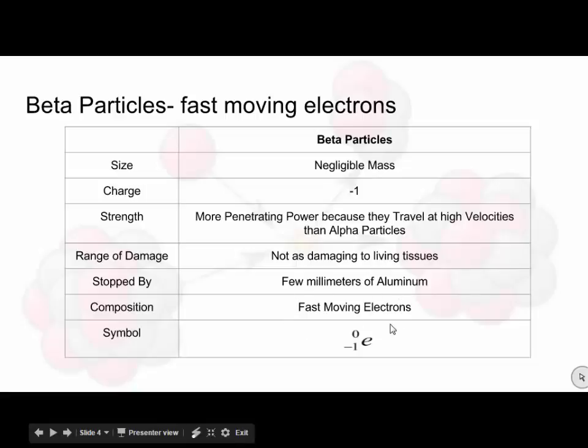They're composed of fast-moving electrons, and so we use the symbol for the electron. Here it has an atomic number, where we put the charge, so an atomic number of -1. It has no mass, so our mass number is 0, and then we use e for the symbol. Sometimes you'll see the beta symbol as well, but most often you'll see this symbol on your homework.